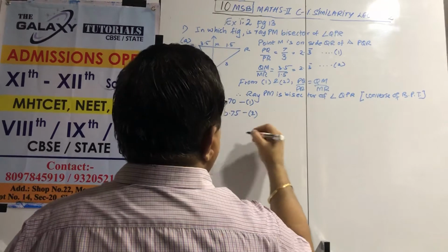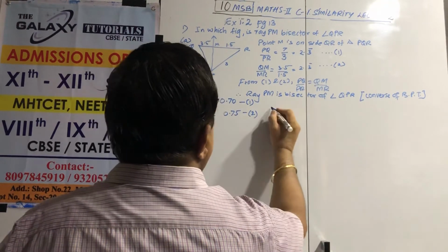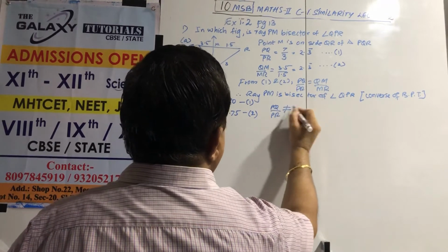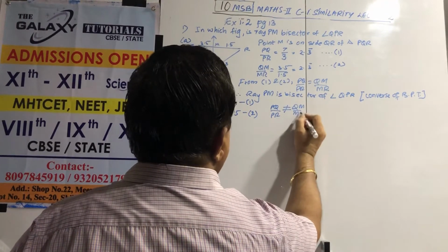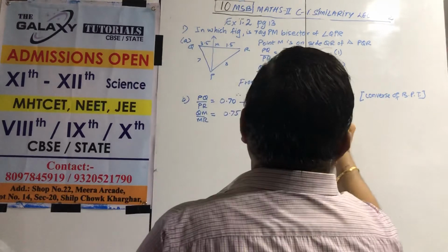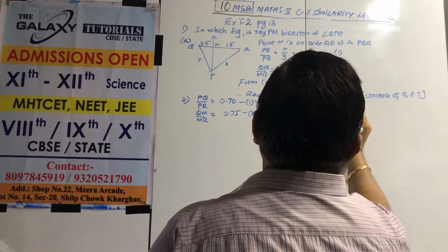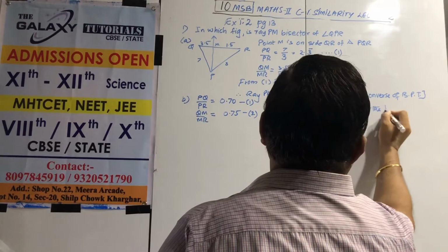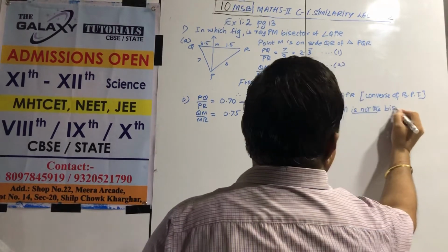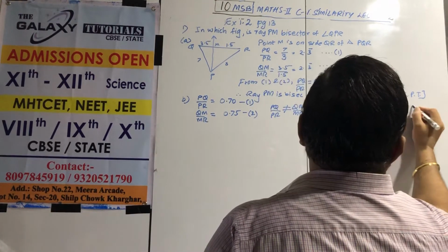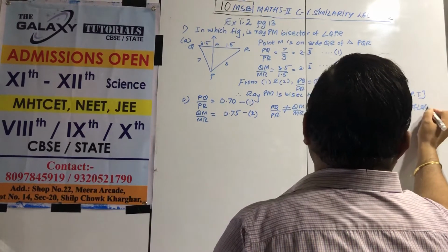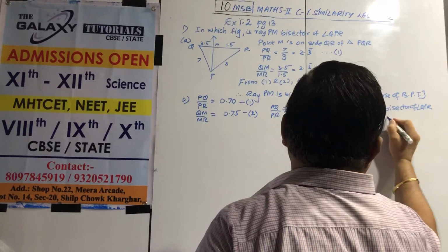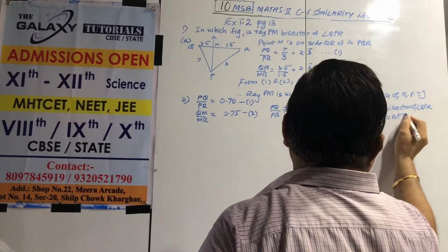And as you can see, they are not equal, so PQ upon PR is not equal to QM upon MR. Therefore, ray PM is not the bisector of angle QPR. That is how we will go. For the same reason, we will write, converse of BPT.